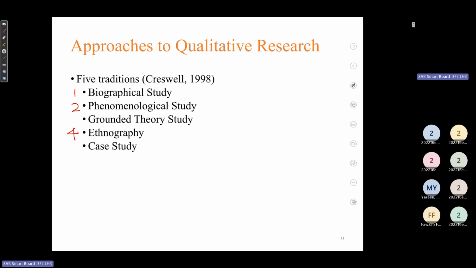Okay. So we'll have the lunch break now and then discuss what these 5 traditions are in qualitative research. Because in qualitative research, there are further 5 traditions. What are those? Biographical study, phenomenological study, grounded theory, then ethnography and case study. Case study we have already discussed under research design.